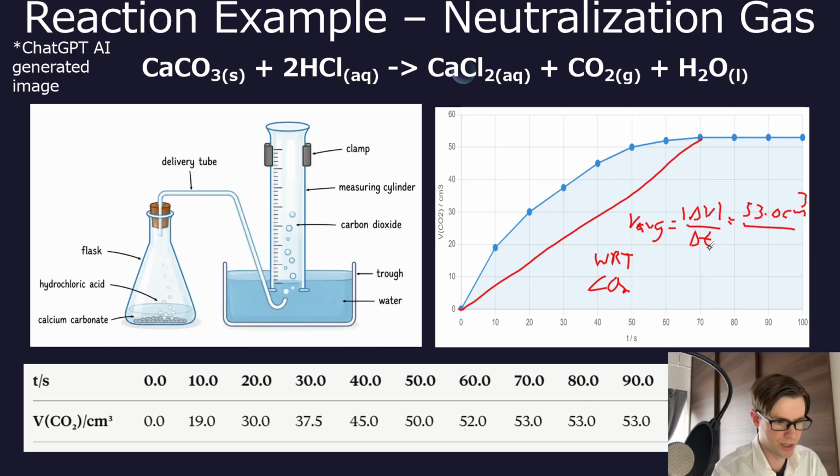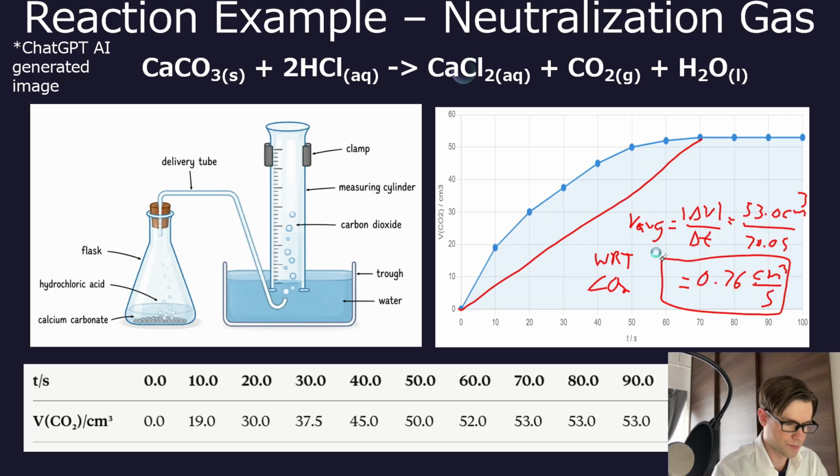53 centimeters cubed, and how much time did it take? It took 70 seconds. So this can give you a rate of 0.76 centimeters cubed per second, roughly. Okay, if you want to find that in terms of a concentration, you kind of need this volume of HCl that was added. I'm sure we'll see that in an example soon.